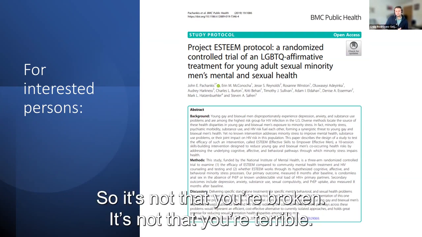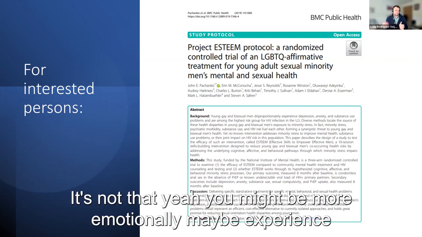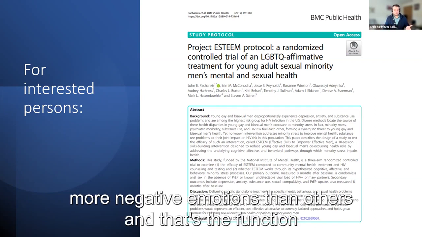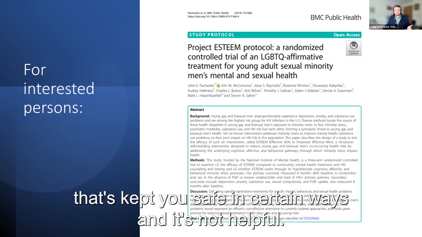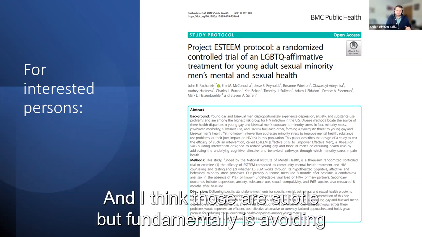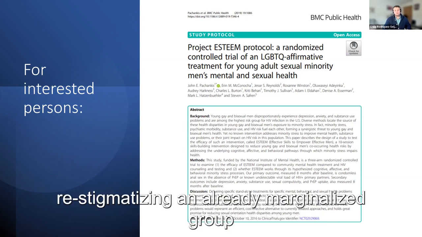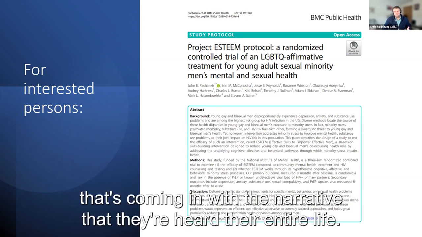So it's not that you're broken, it's not that you're terrible. Yes, you might maybe experience more negative emotions than others, and that's completely functional. It's kept you safe in certain ways, and it's not helpful. And I think those are subtle but fundamental ways of avoiding re-stigmatizing an already marginalized group that's coming in with a narrative that they've heard their entire life.